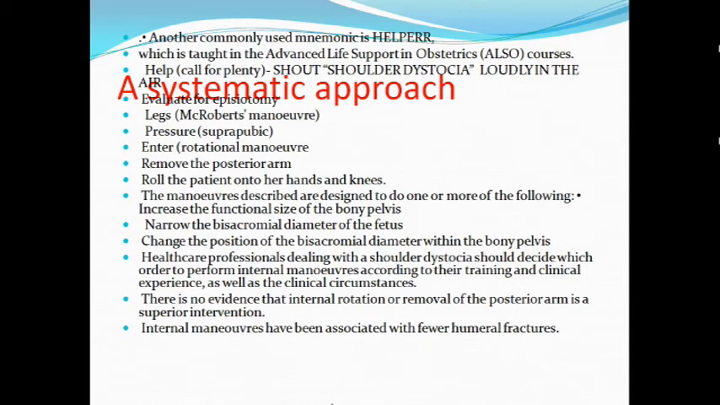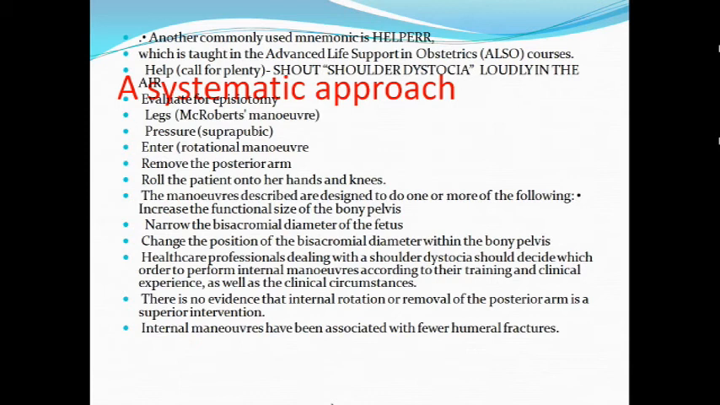So the maneuvers described are designed to do one or more of the following: increase the functional size of the bony pelvis, narrow the bisacromial diameter of the fetus, which is the main concern, and change the position of the bisacromial diameter within the bony pelvis. Healthcare professionals dealing with shoulder dystocia should decide which order to perform internal maneuvers according to their training and clinical experience. It's not necessary that you have to do every maneuver.